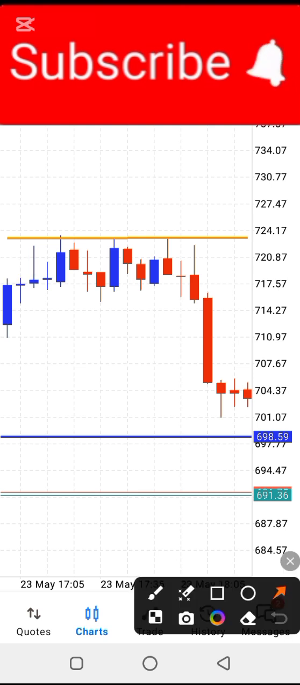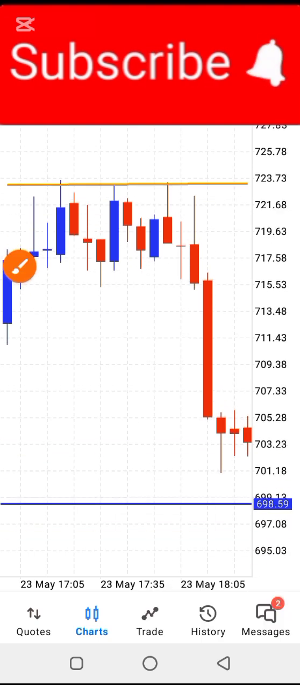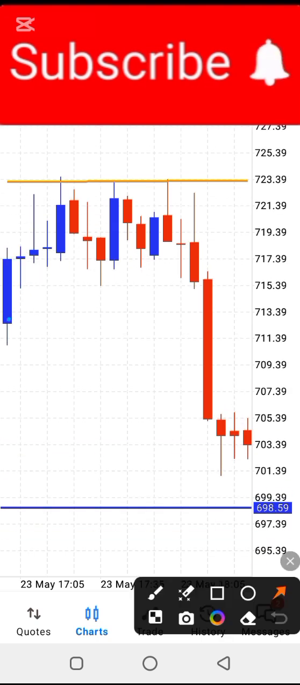Okay, so this one is not looking really like an M shape, but because I have experience, I know that that's a relative equal high up there. Okay, so this is what I mean. It moved up, came down like this, moved up again, and then came down like this.